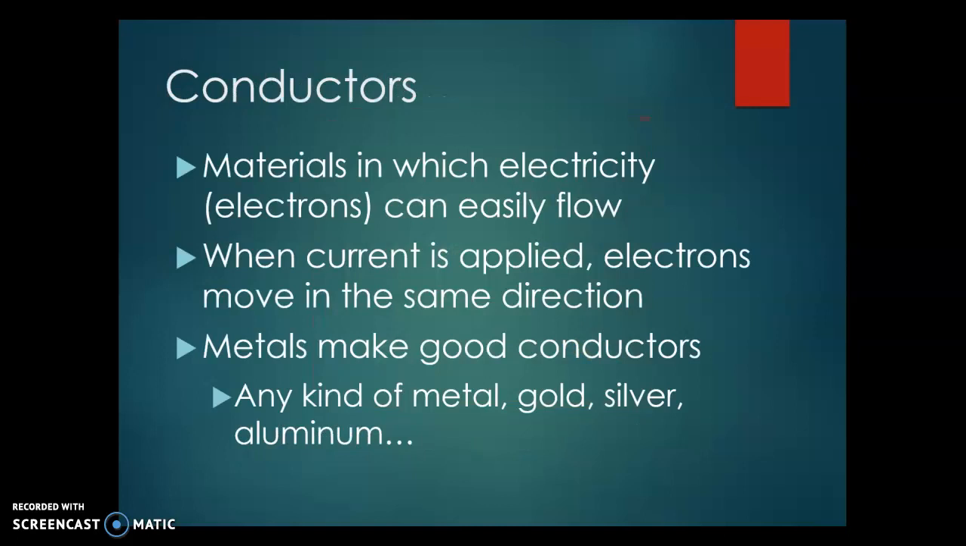Again, with electricity being the flow of electrons, sometimes it can flow and sometimes it does not. We're going to first look at conductors. Conductors are materials in which electricity or electrons can easily flow. So conductors allow that electricity to flow easily. And when the current is applied, electrons move in the same direction. They move in one direction through that conductor. One example of a good conductor is metals. Any kind of metal like gold, silver, aluminum, all make good conductors. You can have these examples down in your notebook.